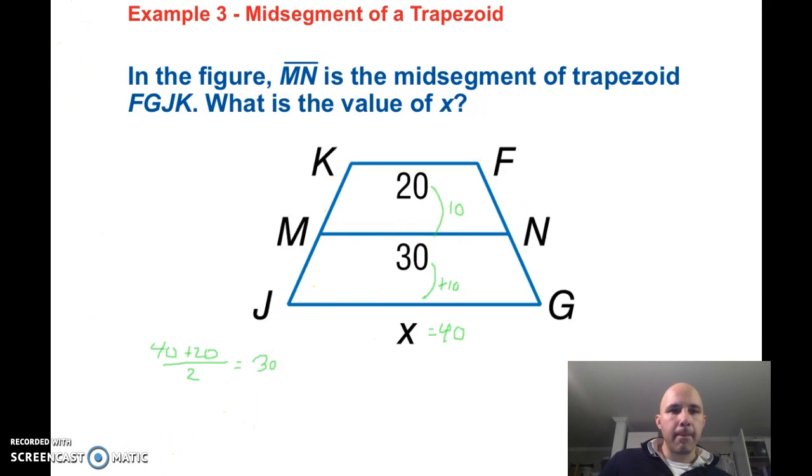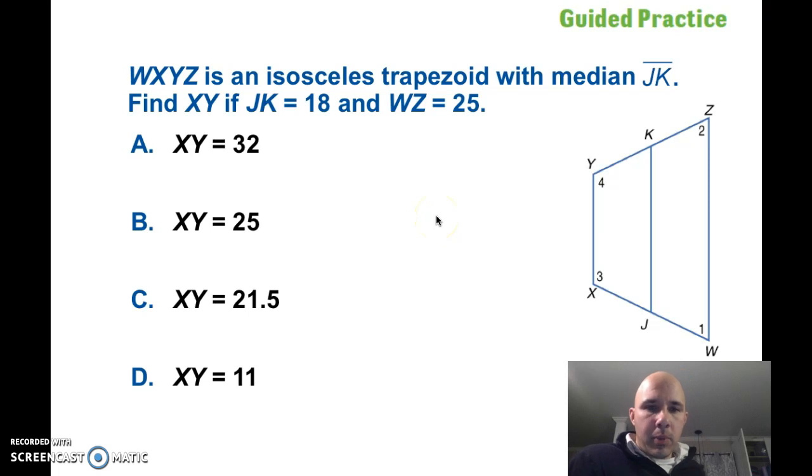Thanks. All right, this is for example number 3. WXYZ is an isosceles trapezoid, the median with the midpoint JK. You've got to find XY, and JK is 18, WZ is 25. So we know this is the smaller side. So what I'll do is take care of the differences here and then subtract it from your median. So it has to be less than 18.